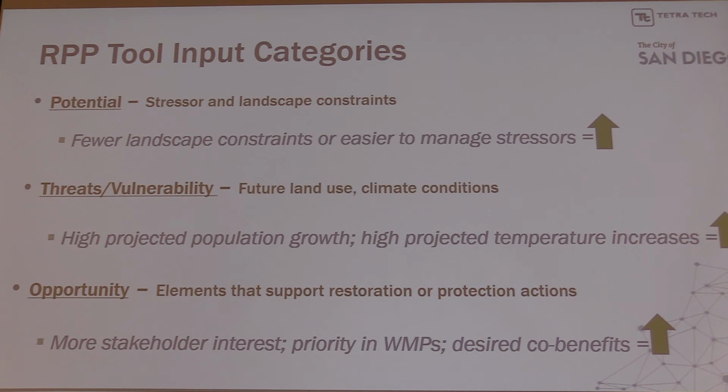And then we have opportunities. That's the third category. That's basically other elements that support restoration and/or protection. So this is where stakeholder interest, co-benefits, and environmental justice kinds of concerns would fit in. Okay, so those are the kinds of categories we have.